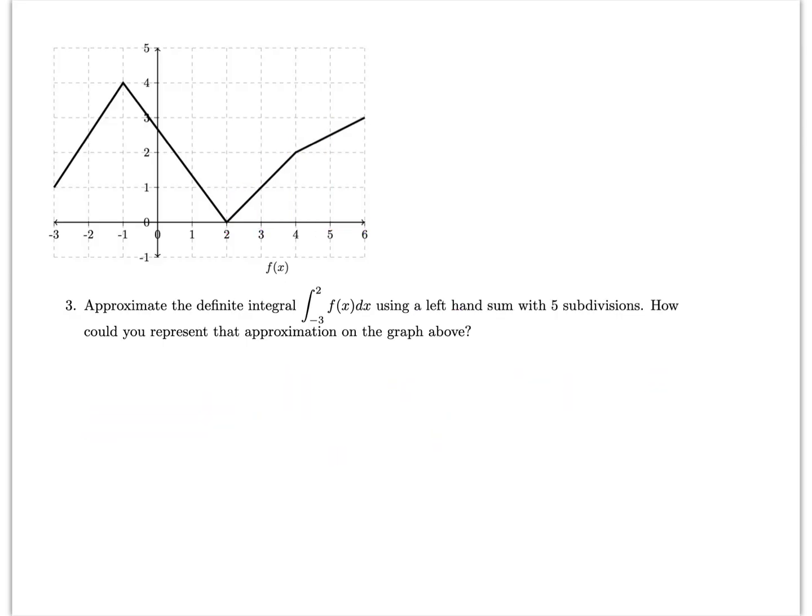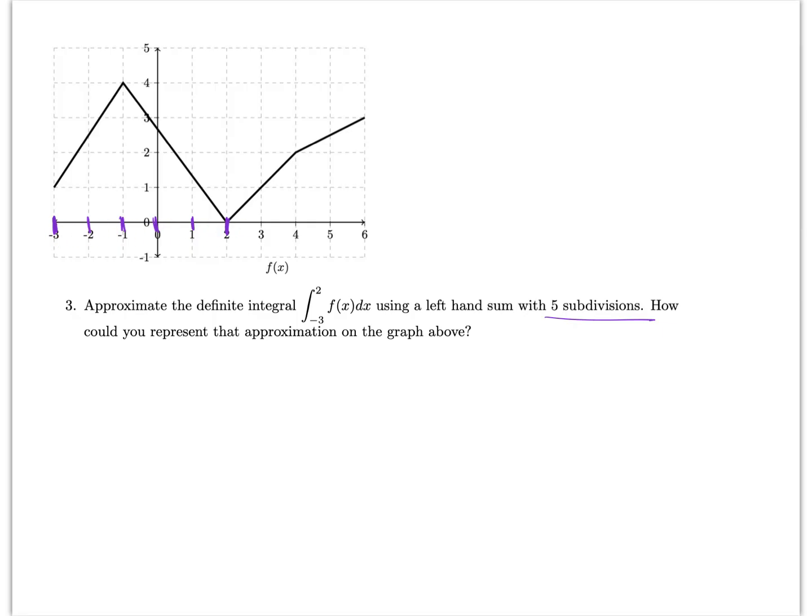Now we're going to approximate the definite integral from -3 to 2 of f of x dx using a left-hand sum with 5 subdivisions. Okay, so -3 and 2 is the entire interval. I'm trying to estimate the area under the curve between x equals -3 and x equals 2. I'm going to mark those x values, -3 and 2. And then I want to break it into 5 subdivisions. Take this whole interval, break it up into 5 equal pieces: 1, 2, 3, 4, 5 subdivisions of this entire interval.